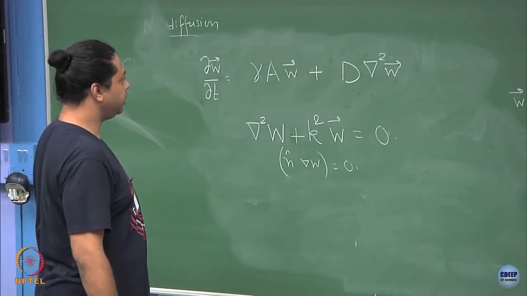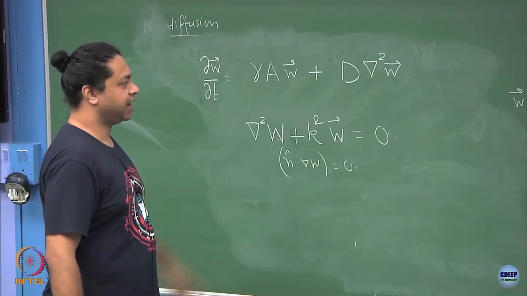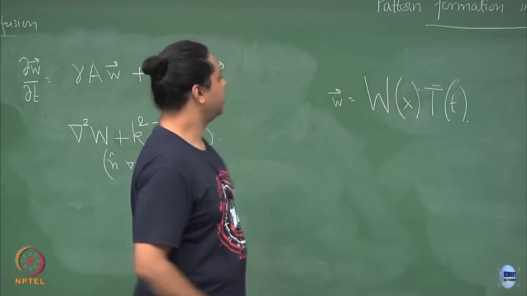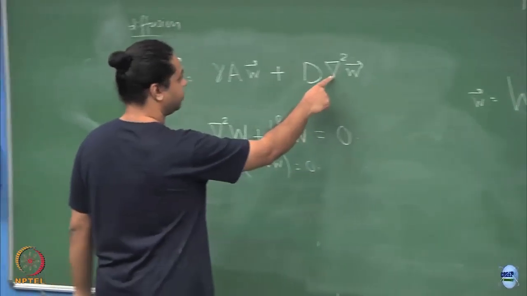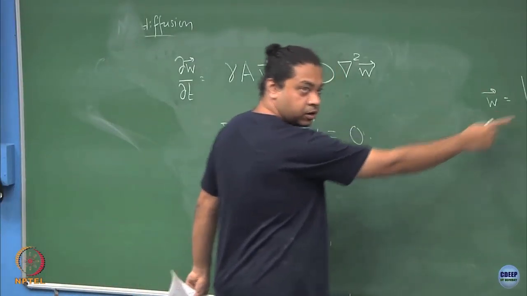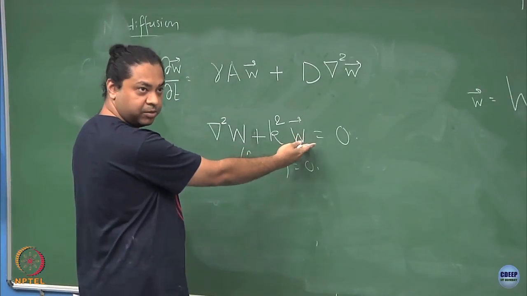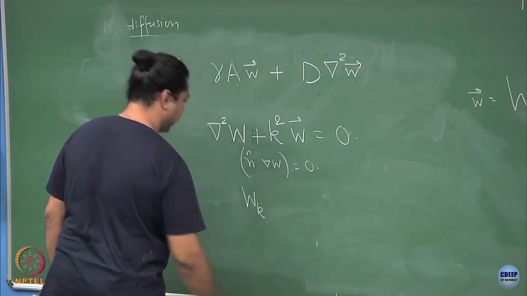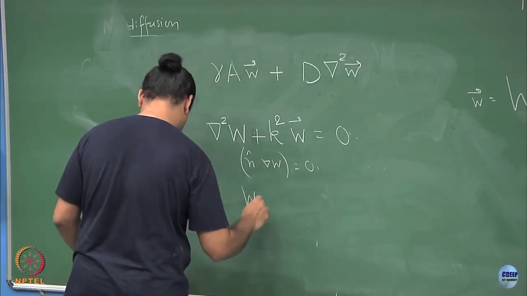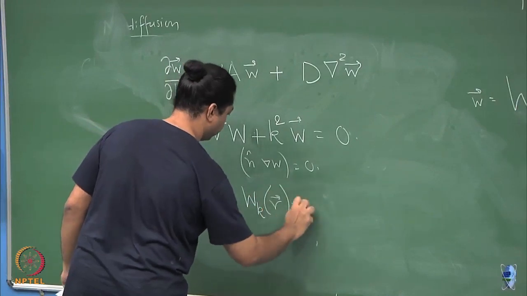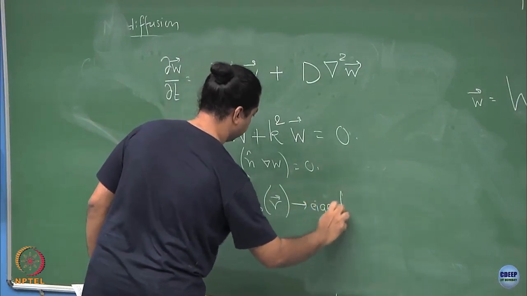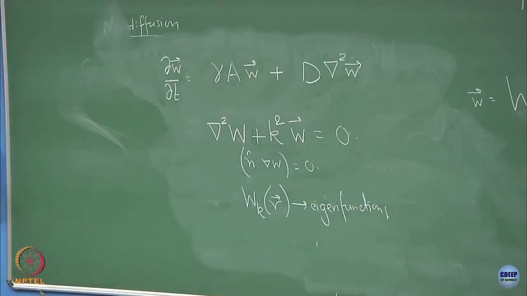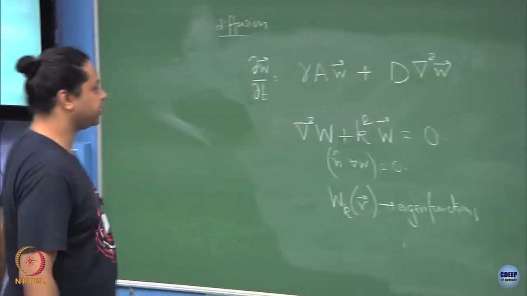I will plug it into this equation. Then I will get one term which depends only on the time terms, and one term which depends only on the space terms. What will the space term look like? It will look like Laplacian of this capital W is equal to some k squared times this W. So let us say that W k are the eigenfunctions of this equation, satisfying whatever boundary condition I have written down.